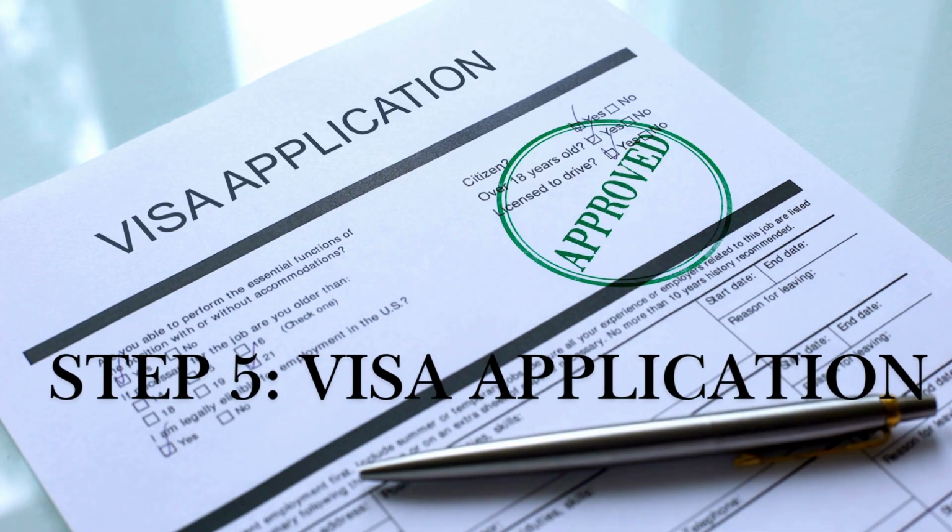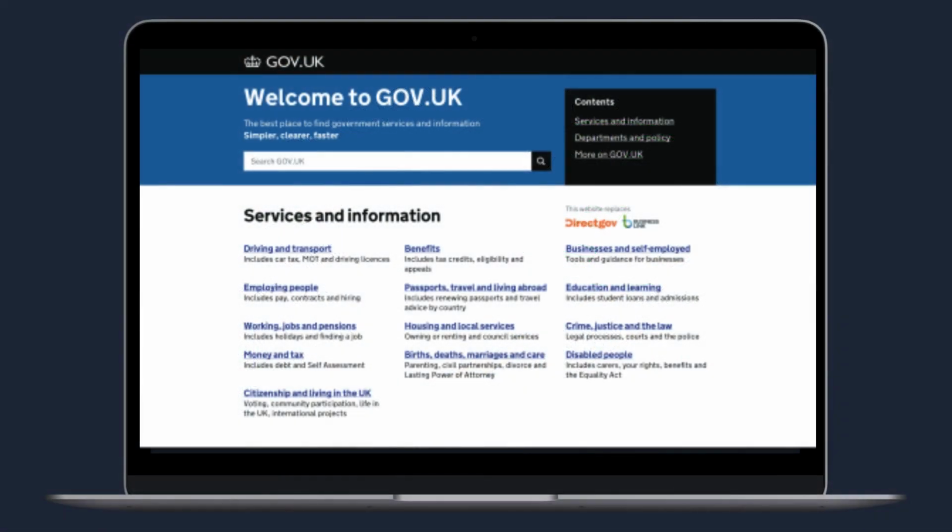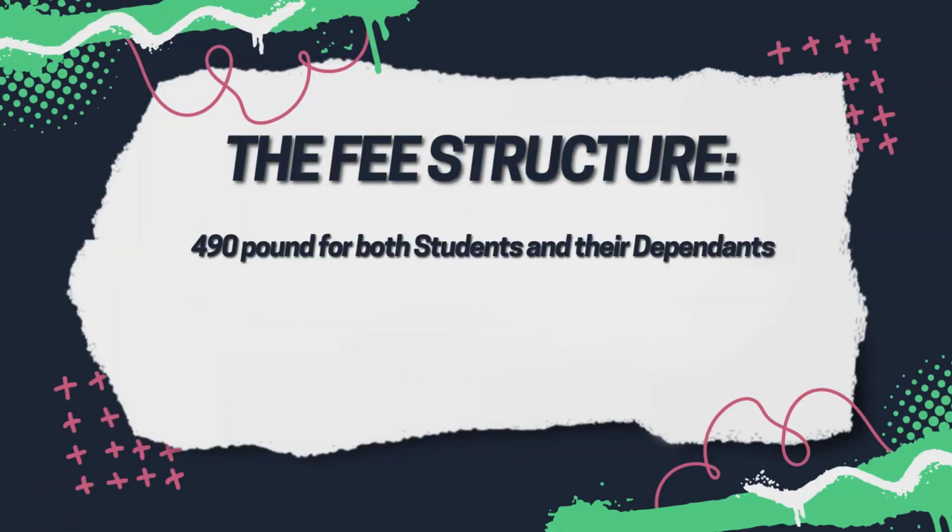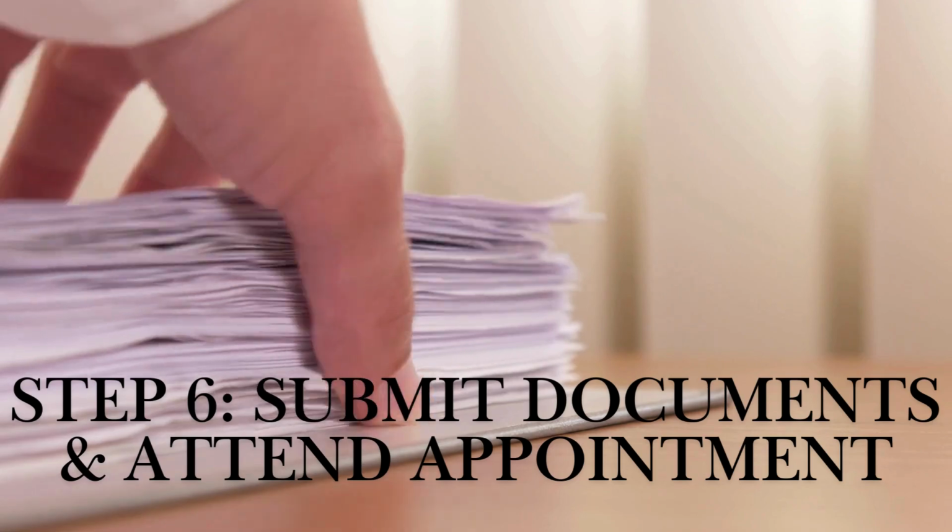Step 5. Fill out the online visa application. This will be done through the official UK government website. To submit the online application, you must pay the visa application fee, currently £490 for both students and their dependents.